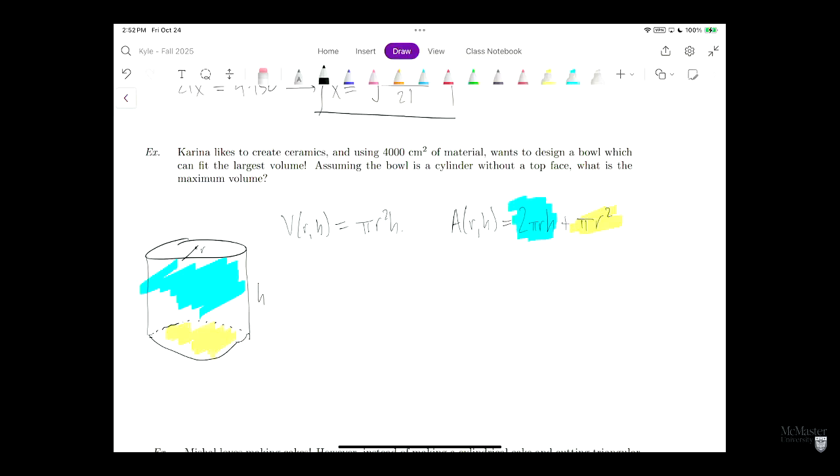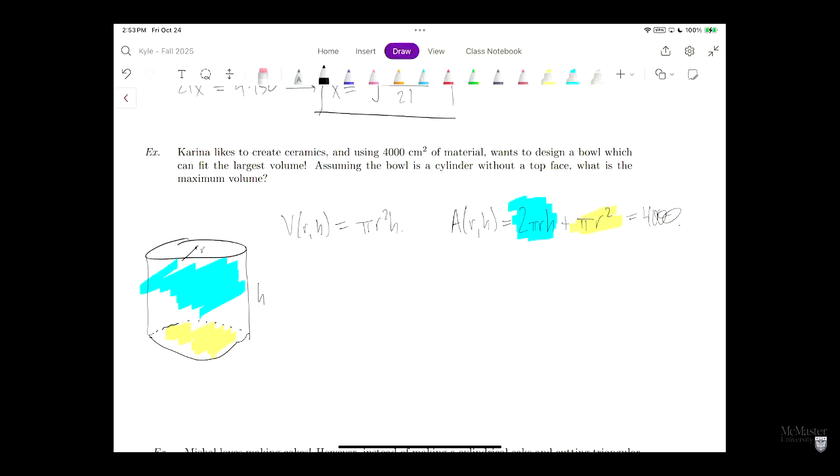Okay, so we're given that the area must be 4,000 centimeters squared. So here, which one is our constraint? Is A our constraint or is V our constraint? A is our constraint, so we use that constraint to sub back into our objective function to make the objective function a single variable function. So now we need to isolate A in terms of either H or R.